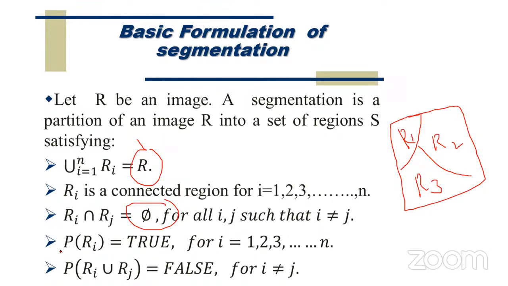So if we take the predicate, P means predicate. So predicate means there is a condition for each region. That means some condition should be satisfied for each region. So that's why the predicate is 2.